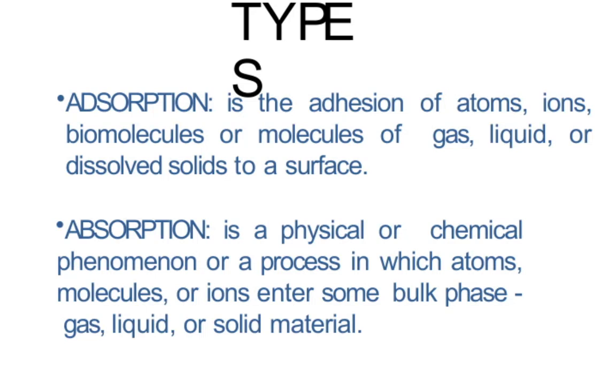Let's start by looking at adsorption. Adsorption is essentially the process where atoms, ions, or molecules, whether they're from a gas, liquid, or dissolved solids, adhere to a surface. Think of it as these particles sticking to a surface without becoming part of the bulk material. It's a surface phenomenon, and it plays a crucial role in many processes, from filtration to catalysis.